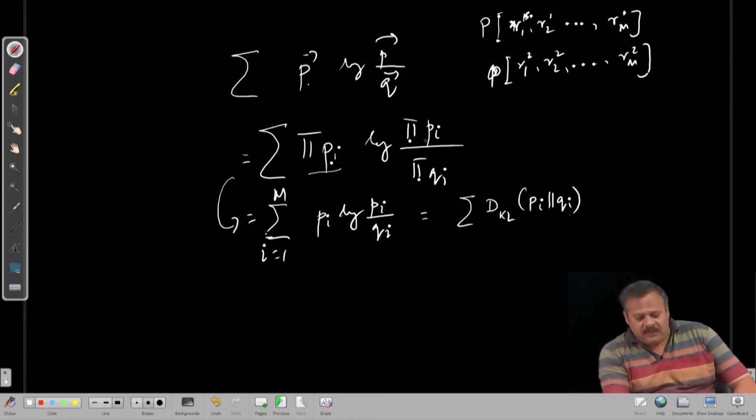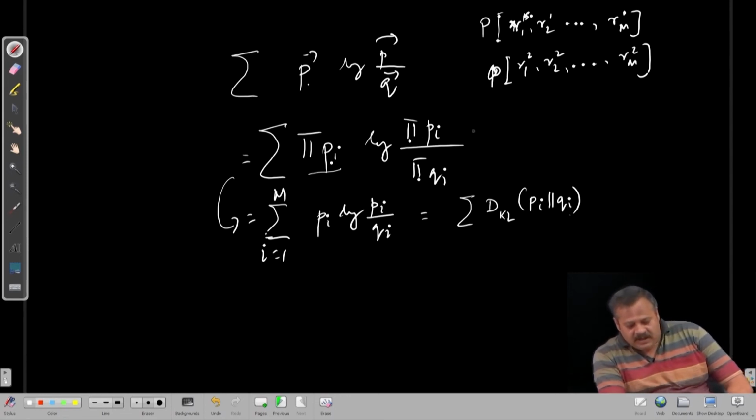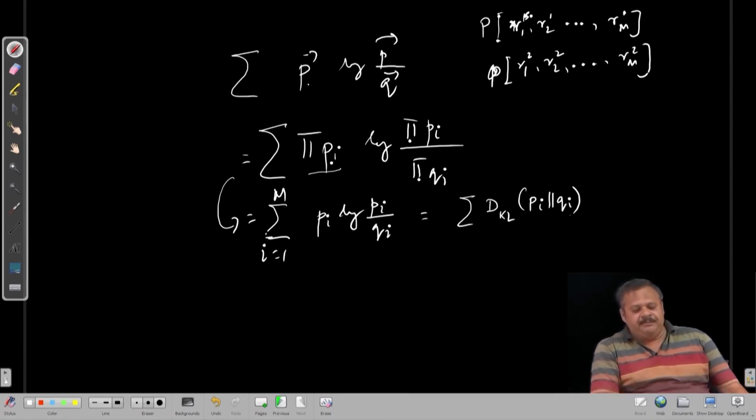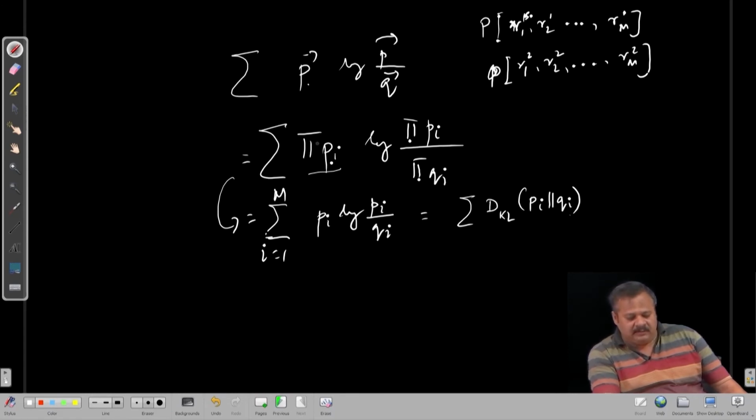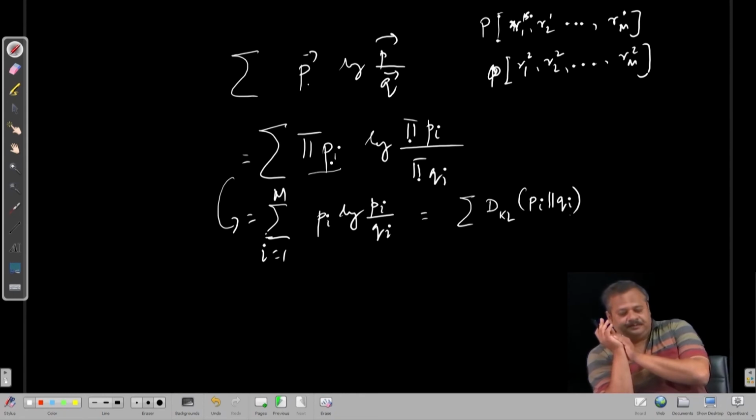Once you write it down and break it up, it will be easy for you to see that the ith terms will combine with the ith term. The rest of the product, because of the sum, will be affected by a scaling of 1. Essentially they will sum out to 1, and so it is going to be the sum of KL distances in each bin if they are independent.